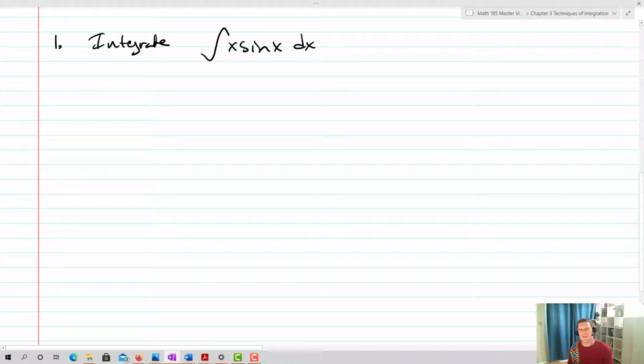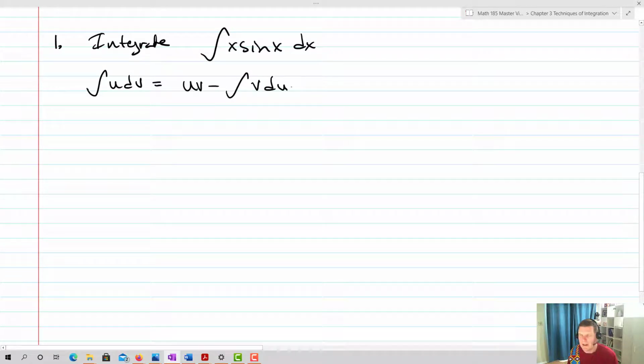So this, we can't use a u substitution here. This is not one of our standard or basic integrals. So what we're going to do is we're going to utilize that function. We're going to take that integral of u dv is equal to uv minus the integral of v du.